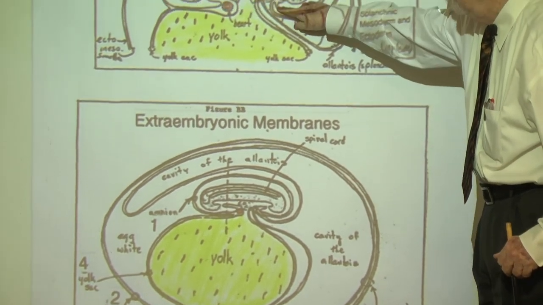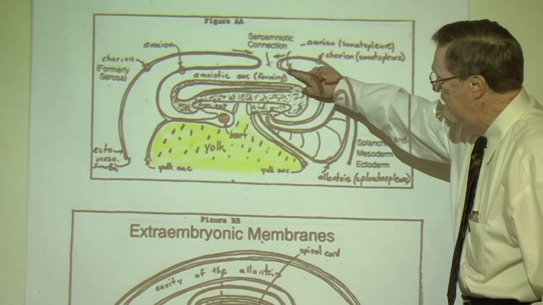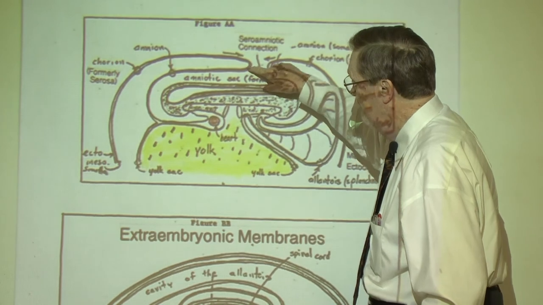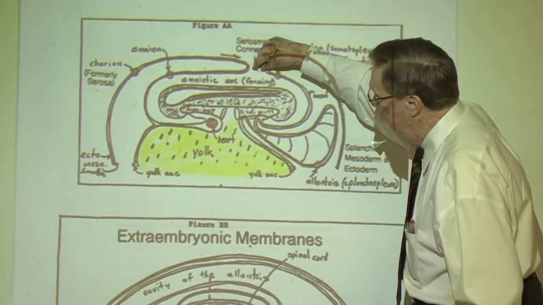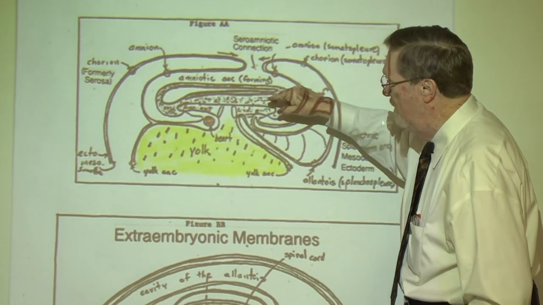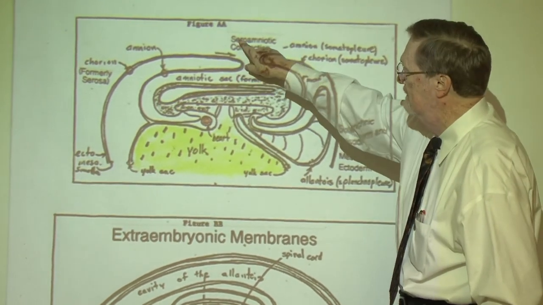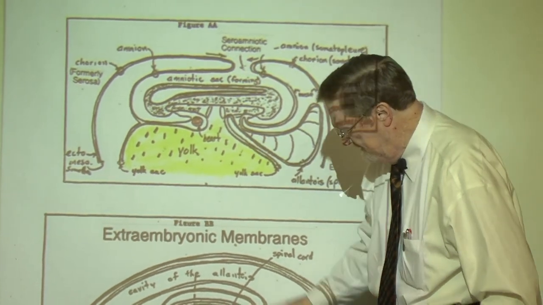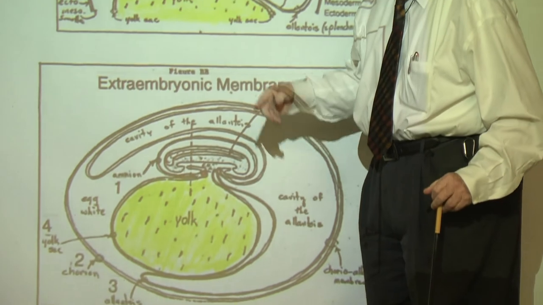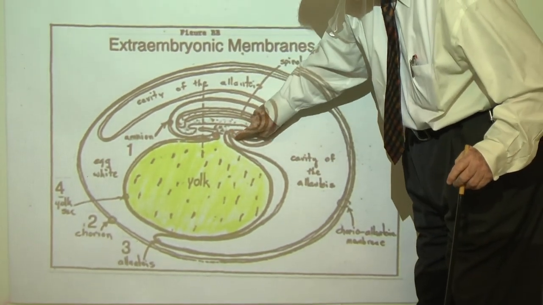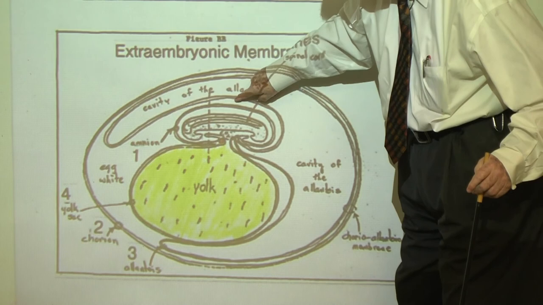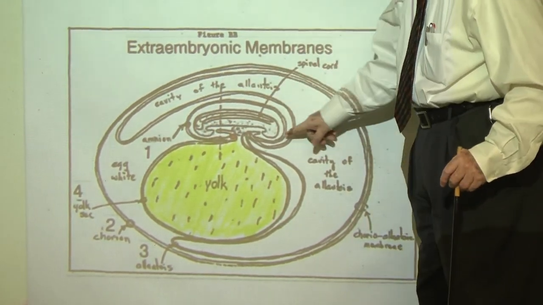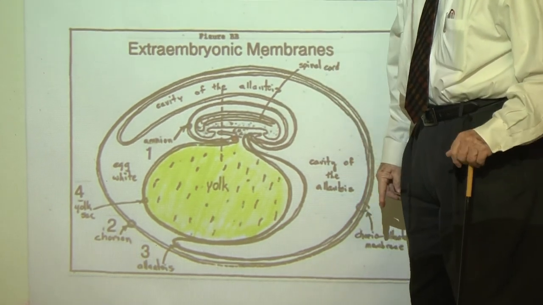But that somatopleure, as it folds around, will come to here, fold back that way. Somatopleure folds around here, come to here, and eventually it's going to meet and fuse. And when it does, that's called the seroamniotic connection, right there. It'll pinch in two, and what we'll wind up with is a sac made out of somatopleure that goes around the embryo, all the way back around to that side. And it will fill with fluid, and that's the amnion.